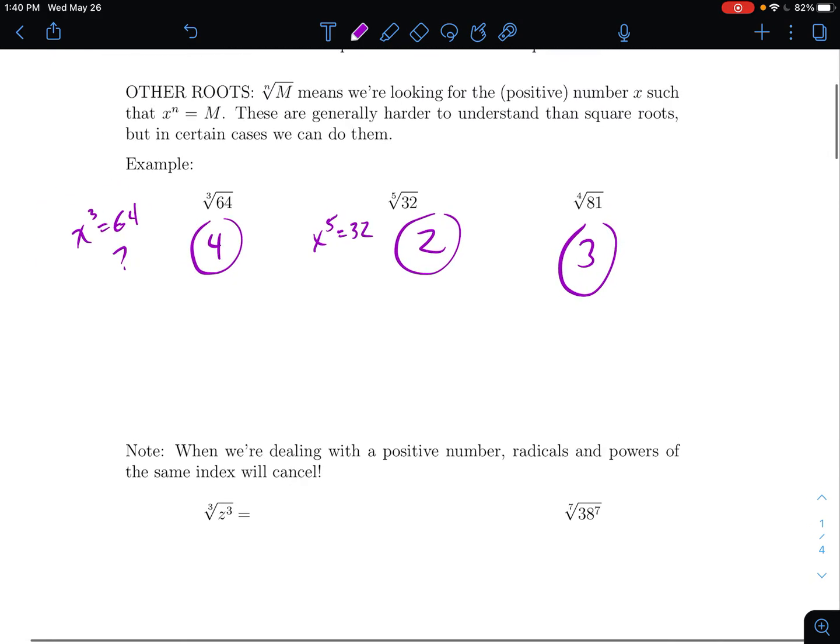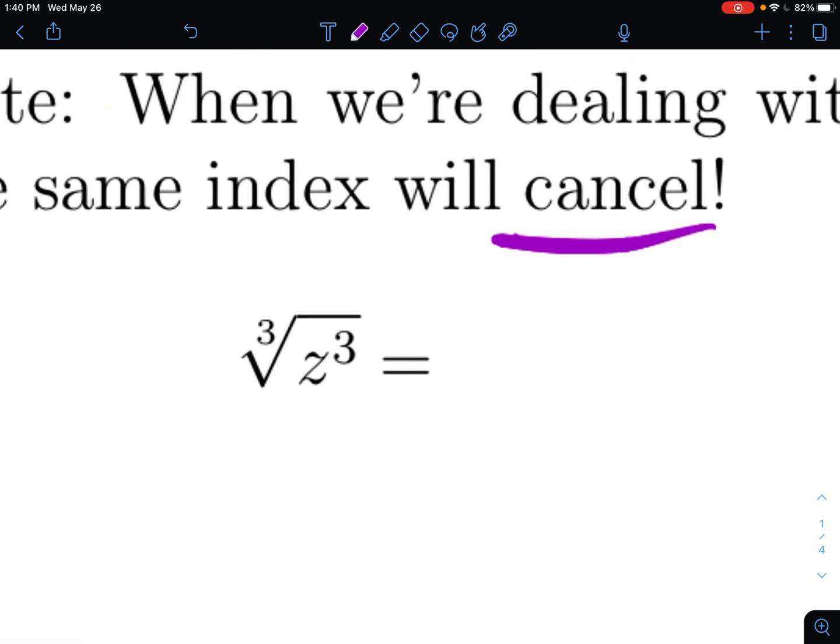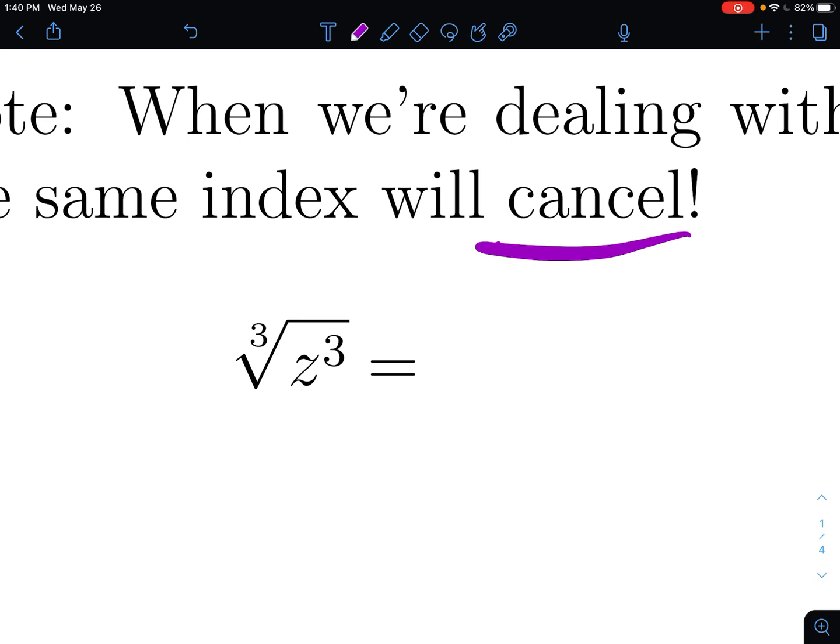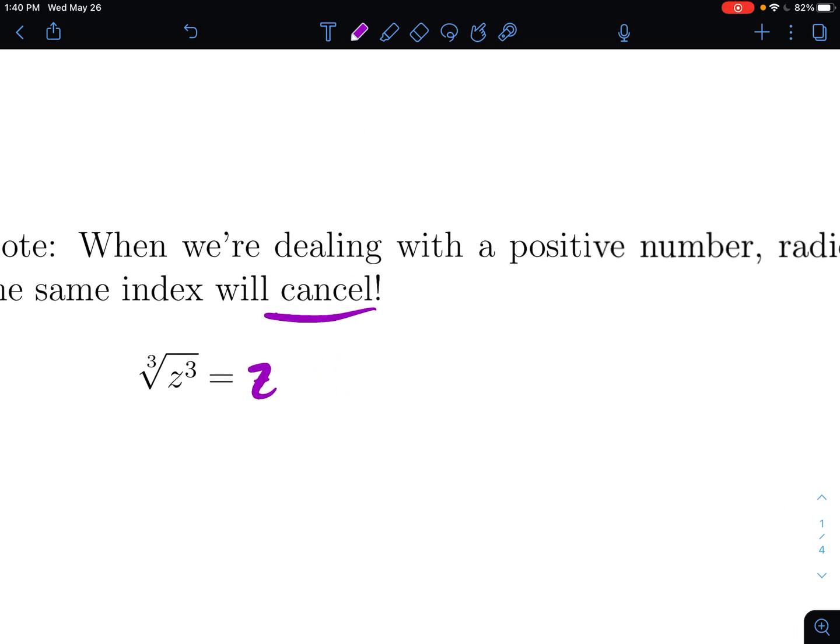And a really important thing to notice is that when we're dealing with positive numbers, radicals and powers of the same index will cancel. So the cube root of z to the third is just z. Cube root and cubing they cancel each other out. It's like adding 5 and subtracting 5.